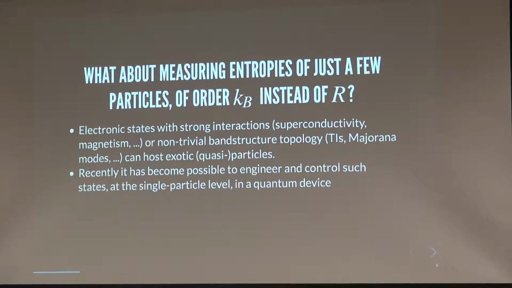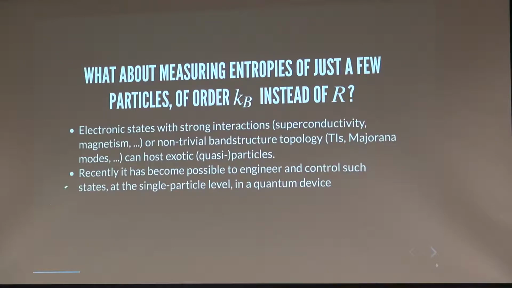And recently, it's become possible to engineer and control these states at a single particle level, which is very exciting, both for understanding them better. If you can really control them piece by piece, if you can build the Hamiltonian one element at a time, it's much easier to understand what you have than if you just have to grow a crystal and figure out what's inside. And also, when you try to use these quasiparticles in some way, for example for quantum computing, what you can do with topologically exotic particles, then it's important that you can control them one piece at a time, one particle at a time.